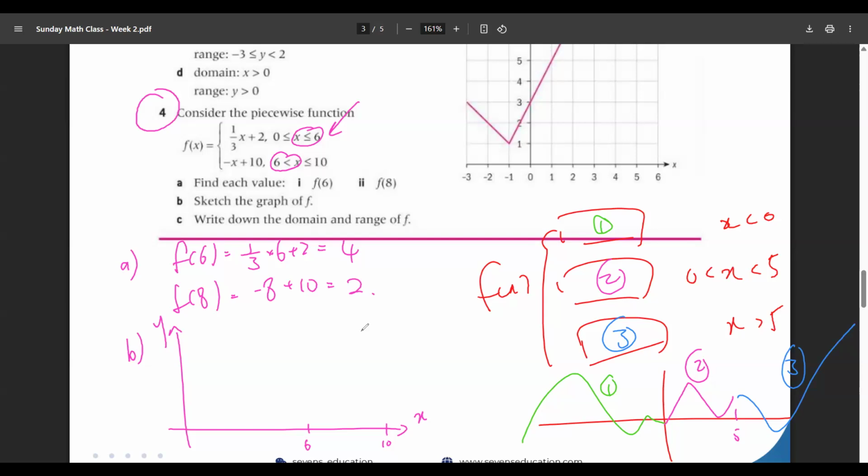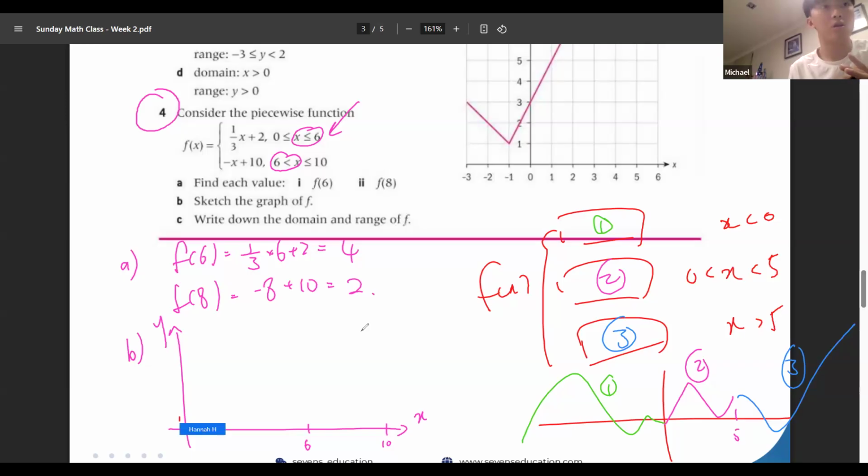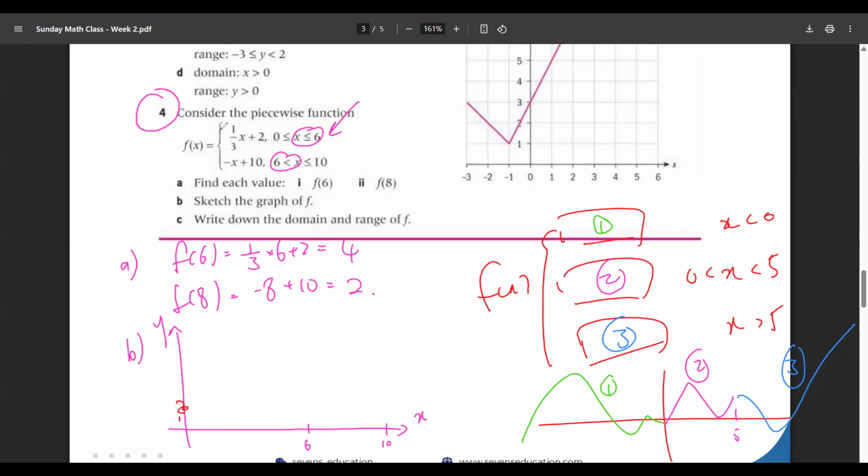Don't think about anything else. Just plot the line. Plus 2. Wait, what was it? Here, y equals a third x plus 2. A third x.